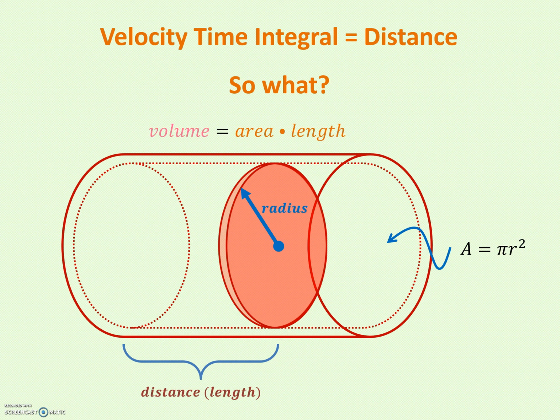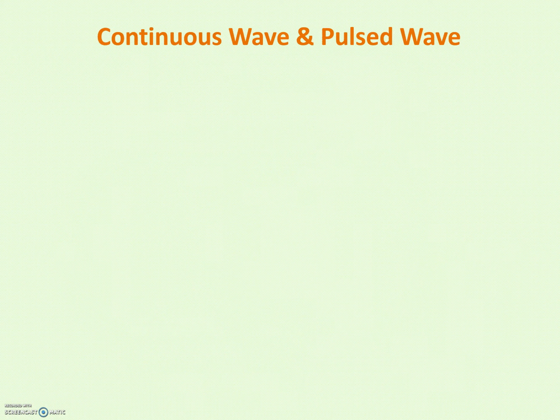Volume is the area of the hockey puck times the length that it's traveled, or the distance that you got from the VTI. So there's a couple of different ways that you can measure the velocity. Very broadly, there's continuous wave and pulsed wave Doppler.